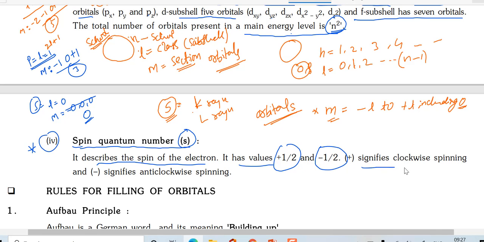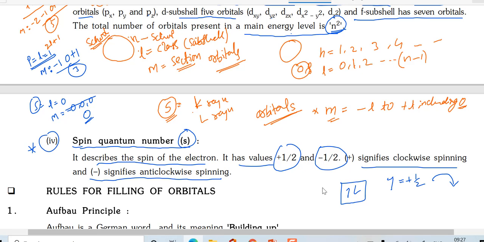Plus half signifies clockwise spinning. Minus half signifies anti-clockwise spinning. See, we are talking here about an orbital. Orbital के अंदर दो इलेक्ट्रॉन्स हैं, ठीक है. The first electron here is in the upward direction. This is nothing but plus half. It is indicating clockwise rotation.